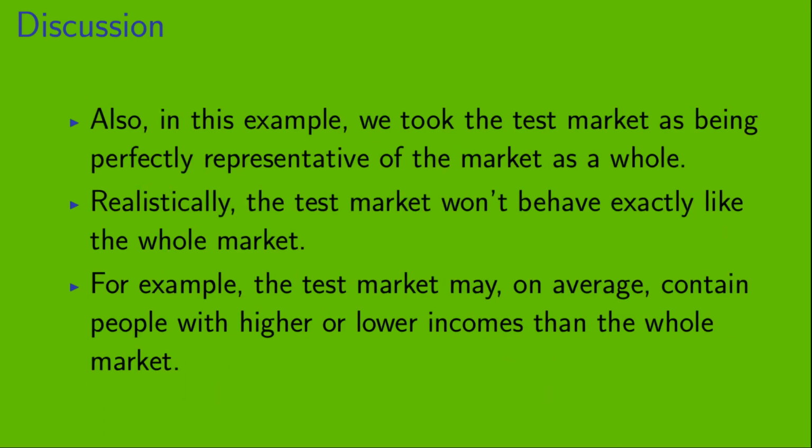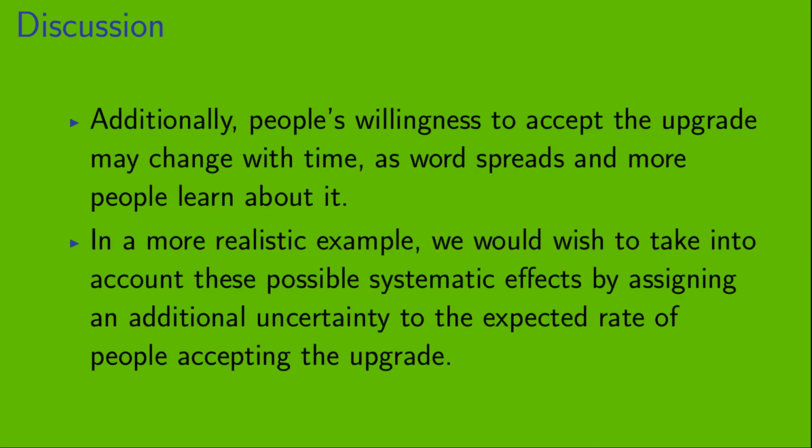Also, in this example, we took the test market as being perfectly representative of the market as a whole. Realistically, the test market won't behave exactly like the whole market. For example, the test market may, on average, contain people with higher or lower incomes than the whole market. Additionally, people's willingness to accept the upgrade may change with time as word spreads and more people learn about it. In a more realistic example, we would wish to take into account these possible systematic effects by assigning an additional uncertainty to the expected rate of people accepting the upgrade.